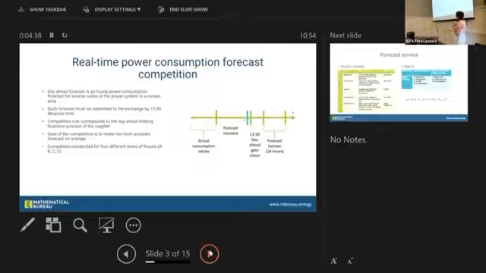The competition rules correspond fully to the day-ahead bidding business process. Day by day, at a certain point, we receive the most recent actual values. In a few minutes, we made the forecast, and then we submitted it to the supplier. At the same time, the supplier did their own business. They made a forecast on their own, and then they collected the forecasts from the competitors. And in the end, they announced the result.